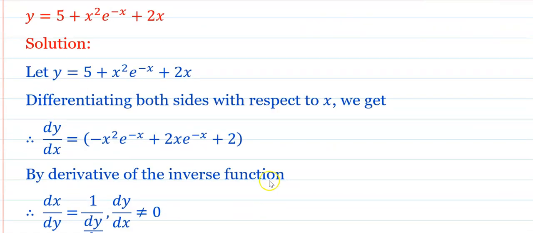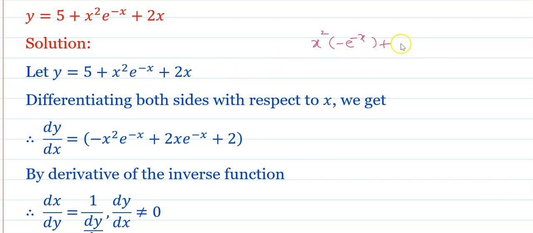Differentiate this first of all with respect to x. Derivative of 5 is 0. Derivative of x square and e raised to minus x, here we will apply the product rule. Okay, now keep this first function x square as it is. Derivative of e raised to minus x is minus e raised to minus x. Next, keep this e raised to minus x as it is.